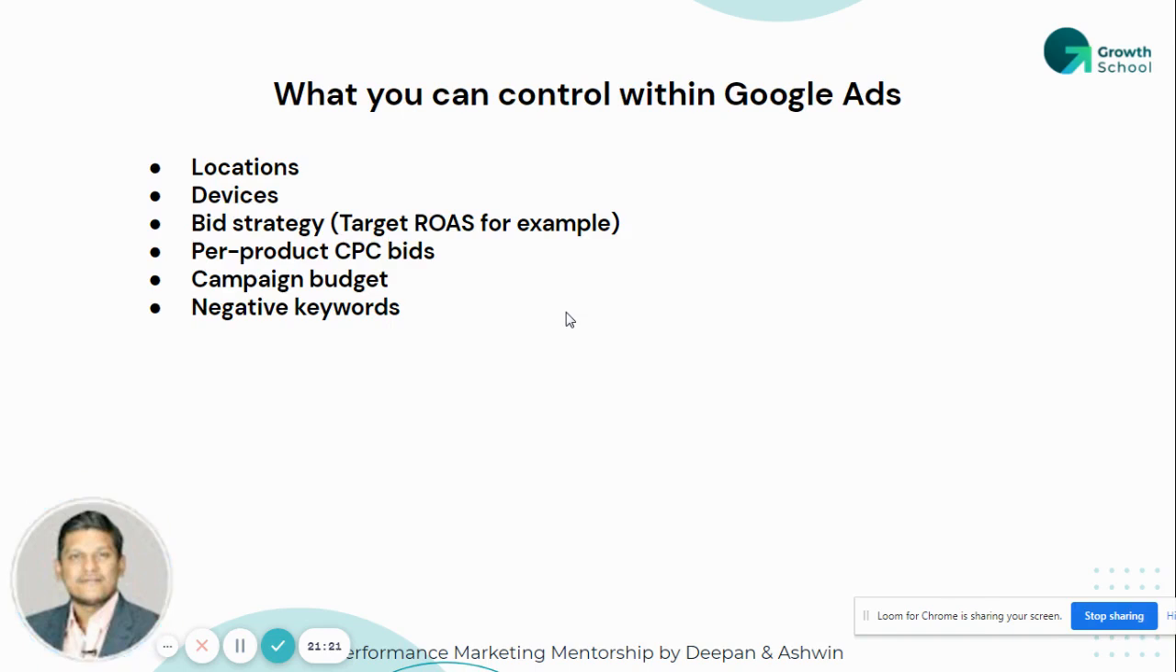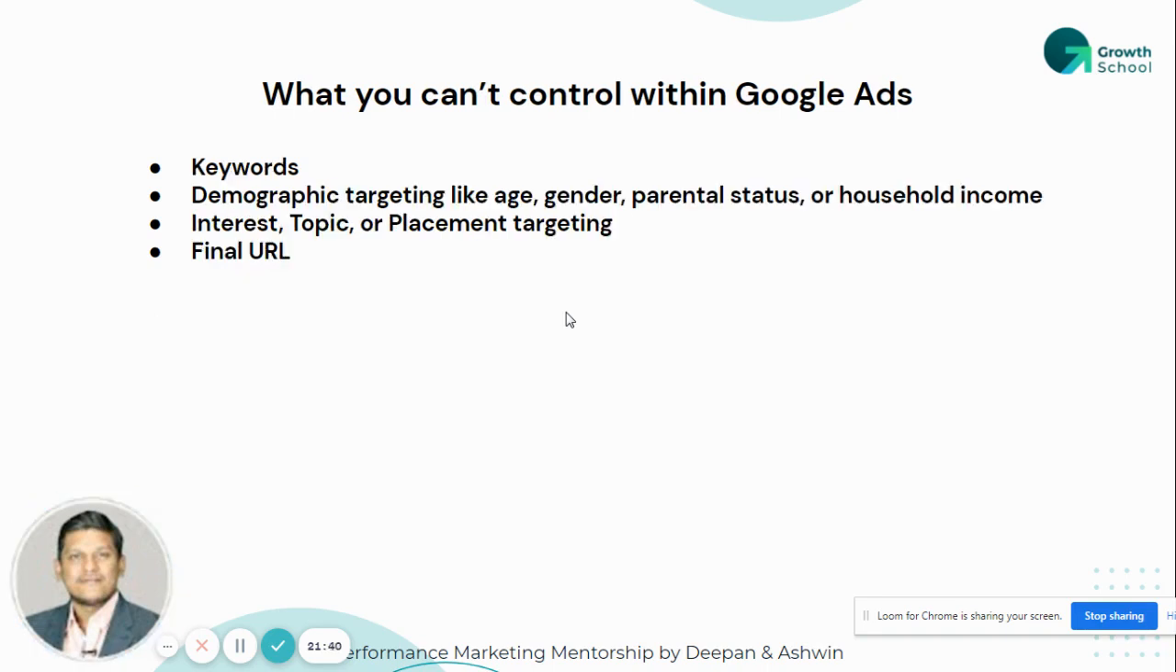Then what you can control within Google Ads. With shopping ads, what are the things that you can control? Number one is location, then devices, various bid strategies, product CPC bids, then campaign budget, negative keywords. What you can't control, number one is keywords, then certain demographics, then certain interest, topic, placement, targeting, etc. Then final URL.